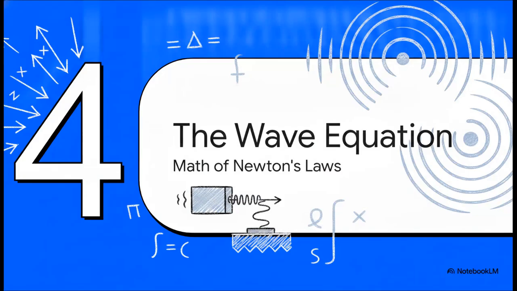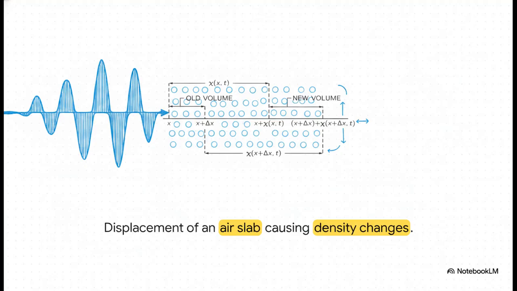Which brings us to part 4, deriving the wave equation. This is where things get really fun. We're going to translate that physical chain reaction we just talked about into the mathematical language of Newton's laws. This is the real genius of physics, right? Taking physical observations and turning them into predictive math.